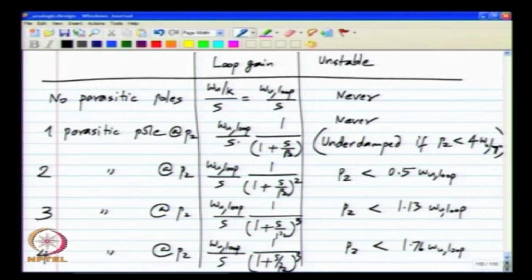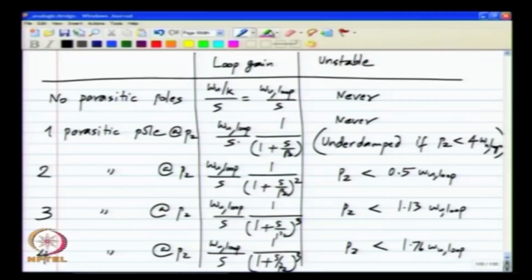Now, the other thing you also notice is that when you increase the number of poles, the permissible location for the pole is at a higher frequency. For instance, with 2 parasitic poles it is at half of omega u loop, and with 4 parasitic poles it is at 1.76 omega u loop. This is because each pole contributes a certain amount of delay, and when you have multiple poles the delays due to each of the poles adds up. Okay. So, it effectively constitutes a greater delay. So, the delay due to each pole should be smaller if you have to ensure stability.